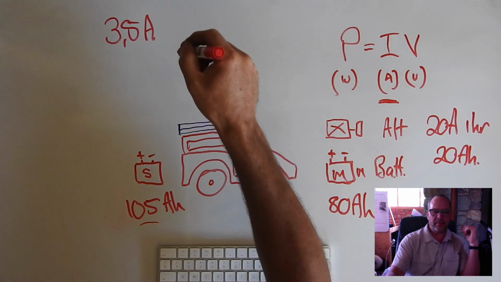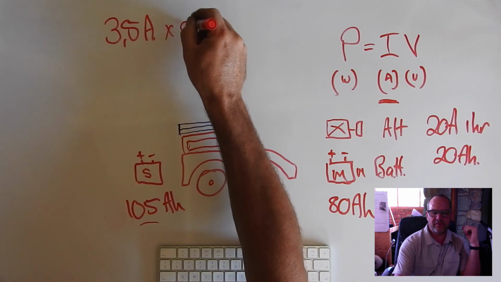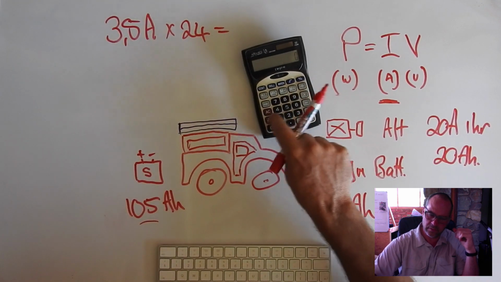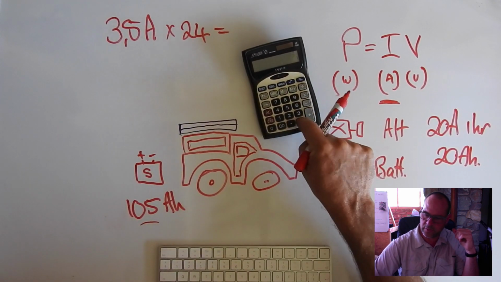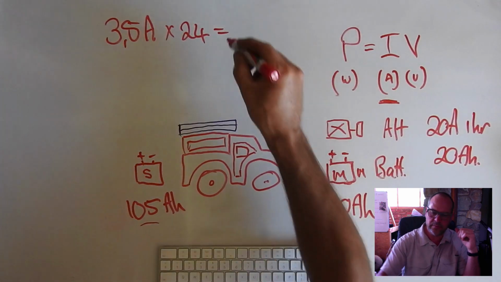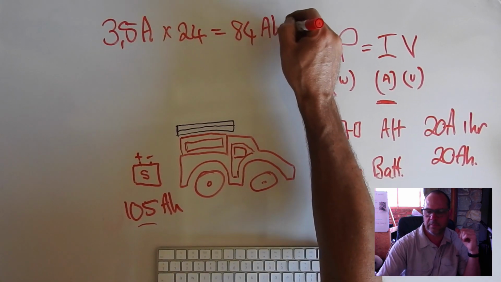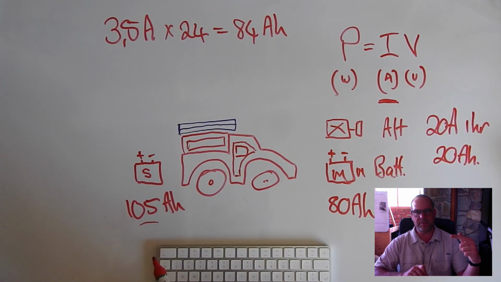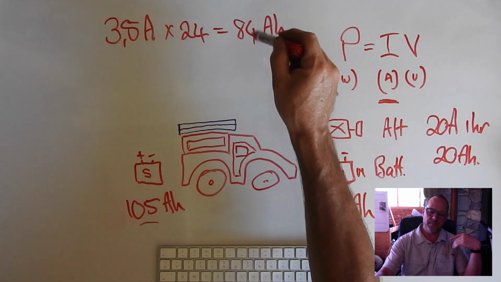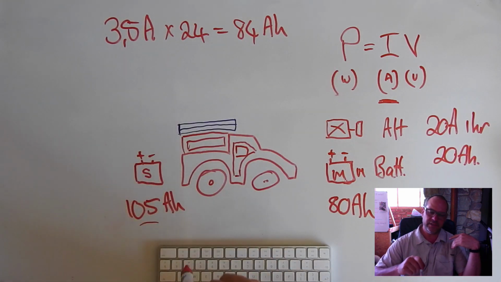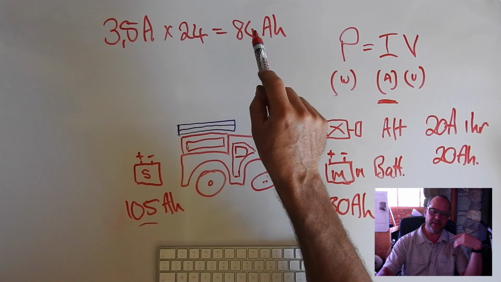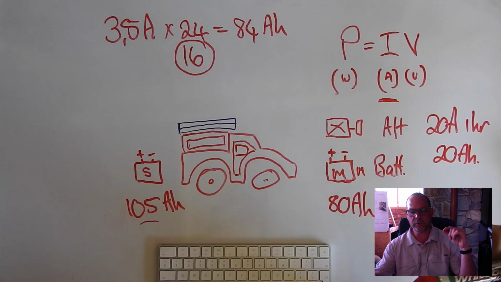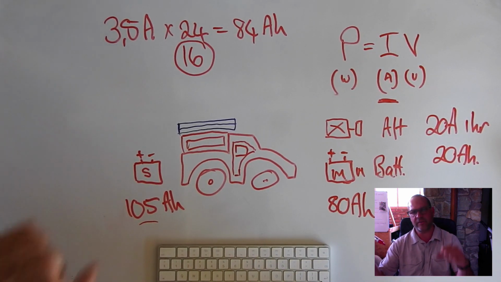Now 3.5 amps per hour over a 24-hour cycle will give you 3.5 times 24, 84 amp hour. Now 84 amp hour on a 105 will bring it down to 20%, which is way too low. So if I stop at 50 amp hours, then it'll be probably about 16 hours maximum that I can run the fridge at full pace, 3.5 amps.